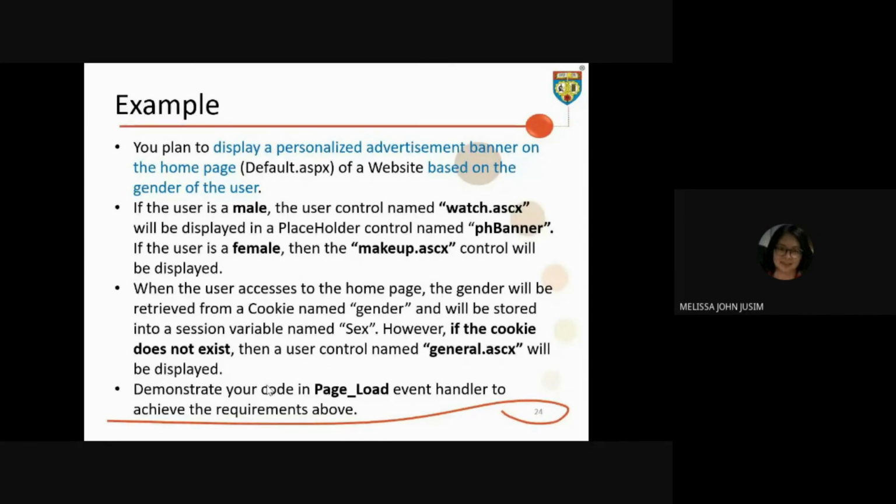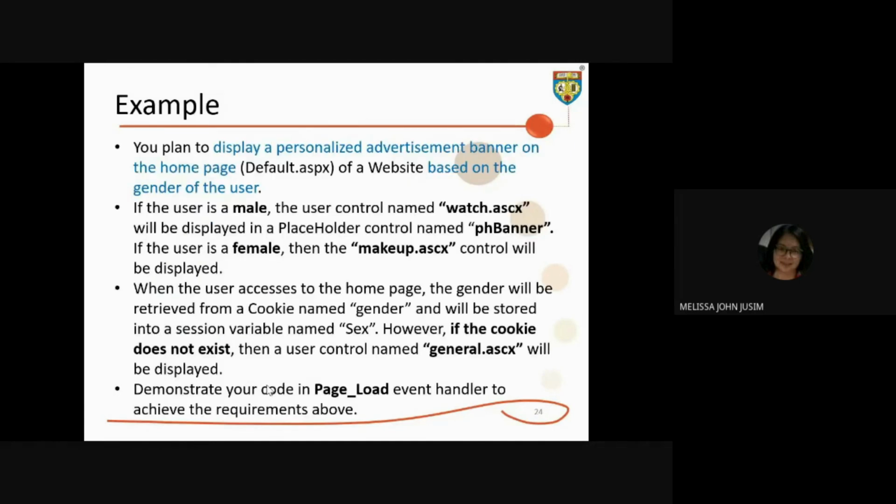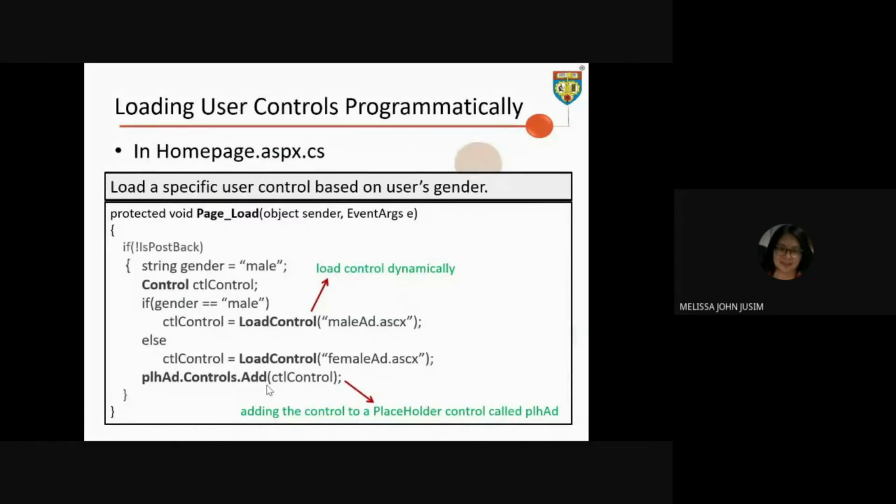You plan to display a personalized advertisement banner on the home page based on the gender of the user. So you can read on this example, and I've already provided it to you with this particular course. So if you go through, we are in fact using the cookies, okay, for gender, and then the rest of the programming logic is similar to what we see here. Okay.